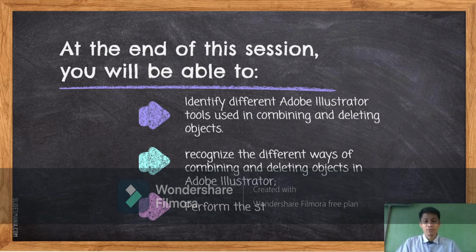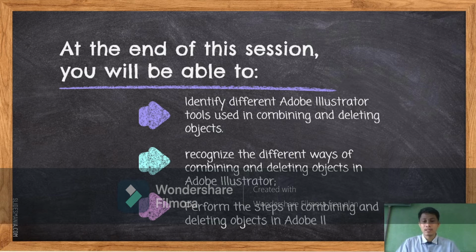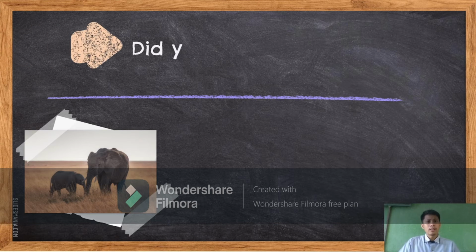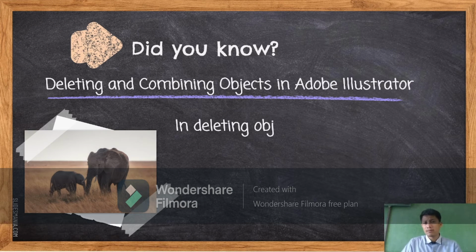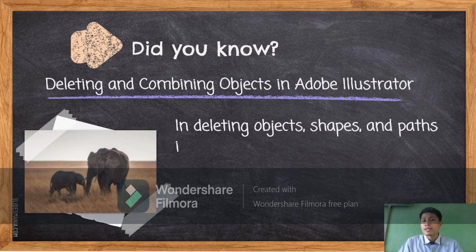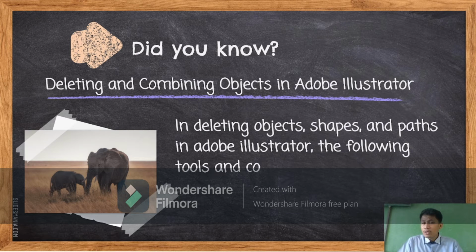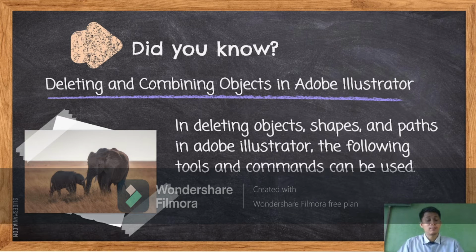Next, perform the steps in combining and deleting objects in Adobe Illustrator. Okay? Let us start with our lesson. So, did you know that in deleting and combining objects, shapes and paths in Adobe Illustrator, the following tools and commands can be used? So what are the tools and commands that we're going to use?